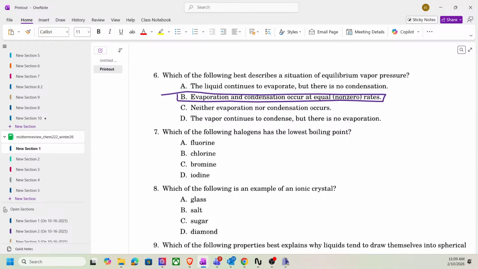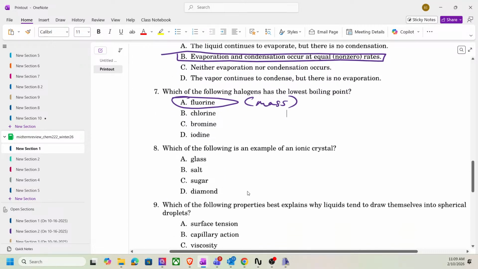Which of the following halogens has the lowest boiling point? So, mass argument there. So which one has the lowest? So fluorine. And so again, it's a mass argument. You could also just think back to the periodic table. You remember iodine's a solid, fluorine is a gas.